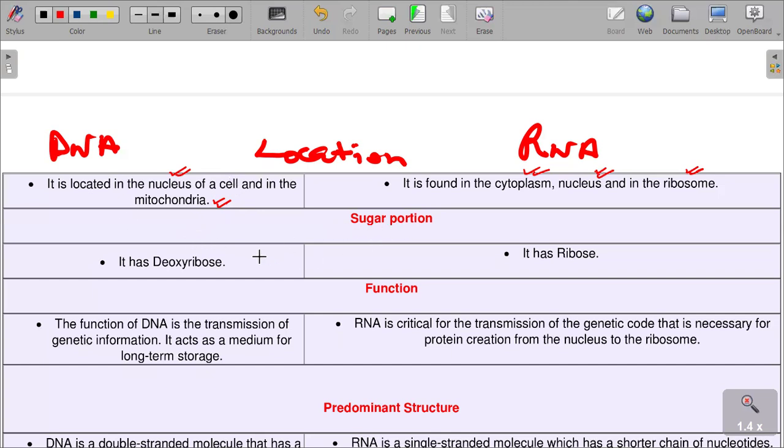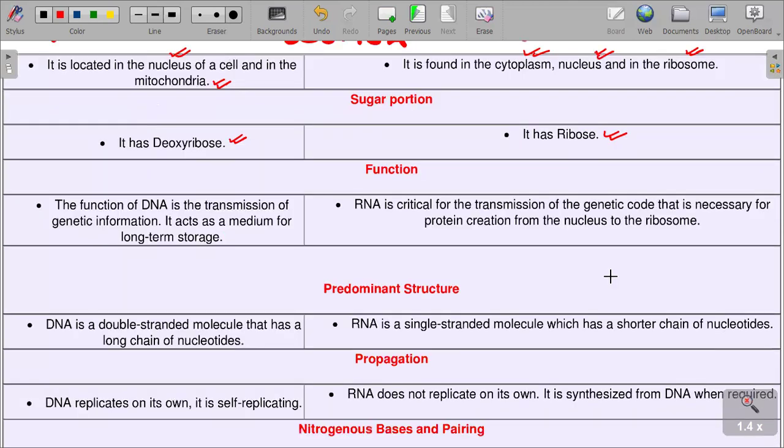And then the sugar portion: DNA has got deoxyribose sugar, and RNA has got the ribose sugar, which is one other structural difference that we need to take note of. Function: the function of DNA is the transmission of genetic information. I explained that genetic information in organisms is inherited. It is passed to generations because of DNA. So it acts as a medium for long-term storage.